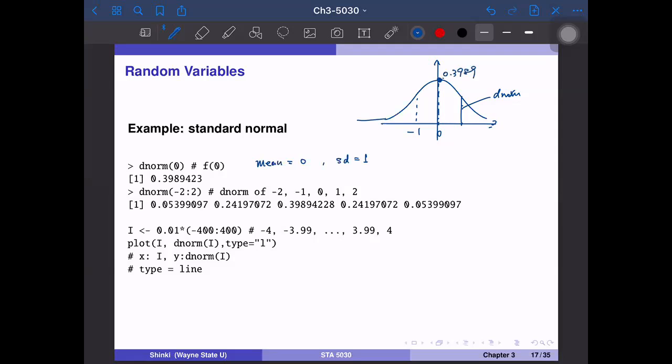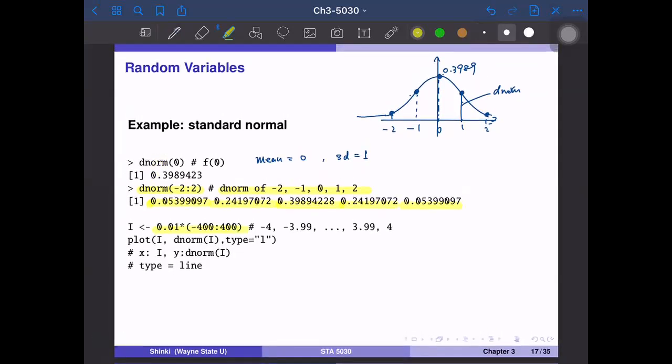And if we type dnorm of -2 to +2, that is dnorm of -2, -1, 0, 1, 2, then we can get the numbers here, here, here, and here. So we have 5 values here. These numbers are 0.05, 0.24, 0.4, 0.24, 0.05.